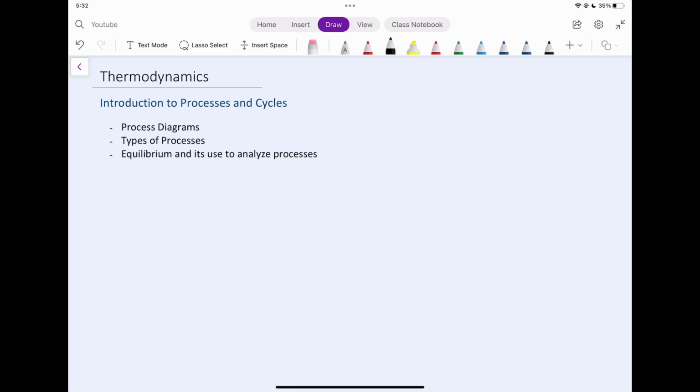In this video, we're going to talk about thermodynamics and we're going to focus on processes and cycles. We're going to look at process diagrams, types of processes, as well as equilibrium and its use to analyze processes.